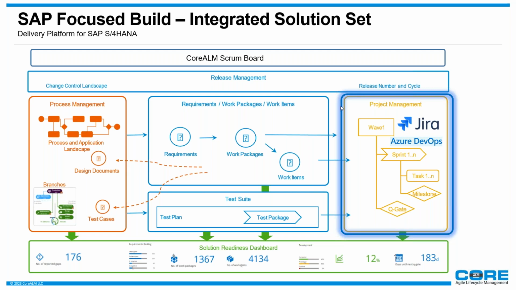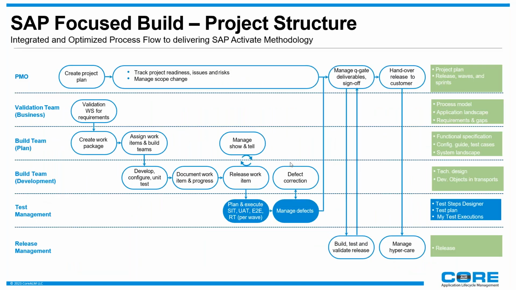To explain further in Focus Build, the methodology behind it and how everything starts is that we start with a PMO setting up the project plan and the timelines that we're going to deliver, how many waves, sprints, and so on. Then we check the requirements. The business team defines the requirements, and we capture these requirements in Solution Manager. When we capture a requirement, it gets associated with the different processes that we're planning to deliver.